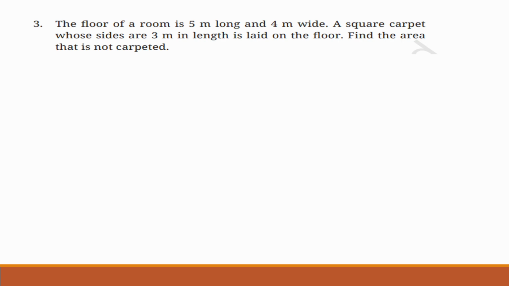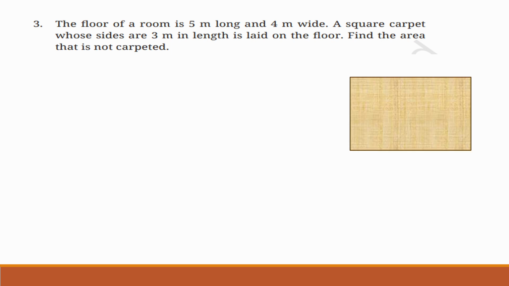The floor of a room is 5 meter long and 4 meter wide. A square carpet whose sides are 3 meter in length is laid on the floor. Find the area that is not carpeted. So, we have a floor, it is 5 meter long. See, this is 5 meter long and its width is 4 meter. Then a square carpet is laid on the floor like this. The sides are 3 meter in length. See, 3 meter. Find the area that is not carpeted. So we have to find this area that is not carpeted. Okay.